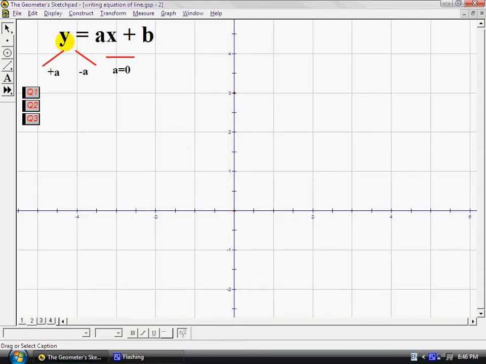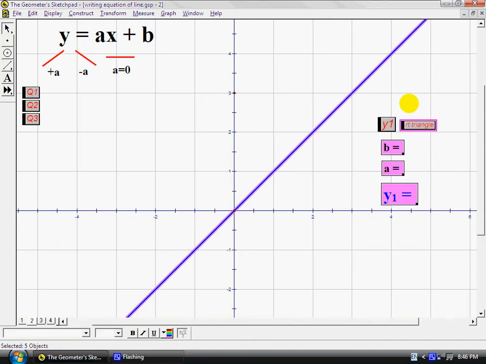In this equation y is equal to ax plus b, a is the slope. It will be positive if the line is directed this way. It will be negative if the line is directed this way, and the slope will be 0 if the line is horizontal. Let's have an example. Example number 1, wherein we have this graph of the line.